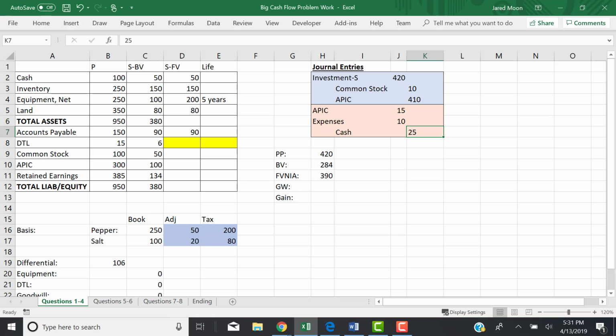And then the fourth question talks about the differential. So we need to figure out if there's goodwill or gain, and then figure out what the differential is, allocate it, and amortize it, and create a little schedule for it.